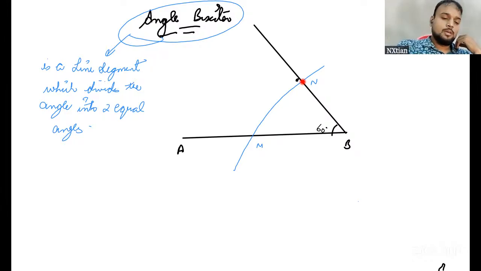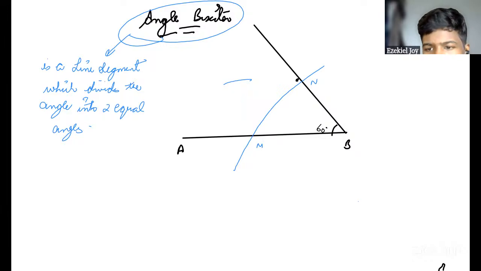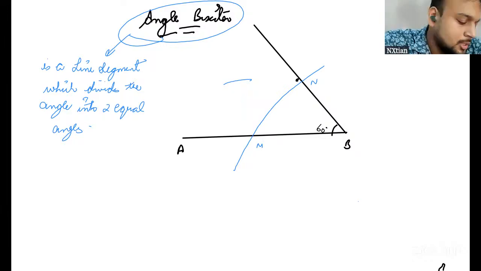Okay. Now what you have to do? Put the tip of the compass on M and make an arc like this, with the same length, without disturbing the compass. In the same way, put the tip of the compass on N and make an arc like this.